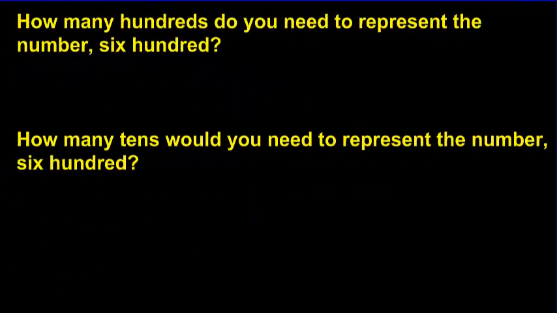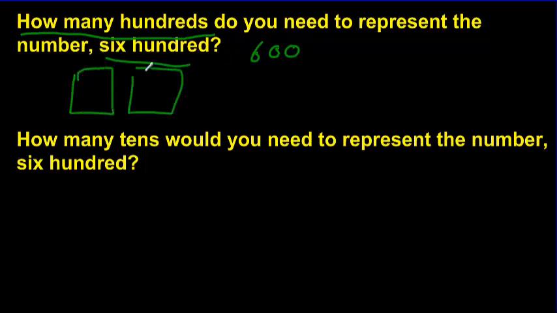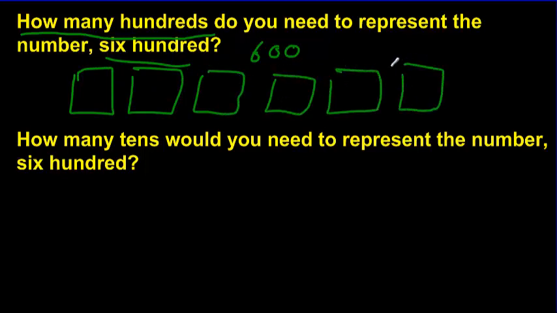2 more questions. Pause the video and we'll be back in a minute. Alright, we're back. How many hundreds do you need to represent the number 600? Here's 600. How many hundreds do we need? Well, here's 100, 200, 300, 400, 500, 600. Why didn't I draw tens for this one? Well, because if you read the question, it says, how many hundreds do I need to represent this number? So I need 6 of the hundreds. 1, 2, 3, 4, 5, 6.